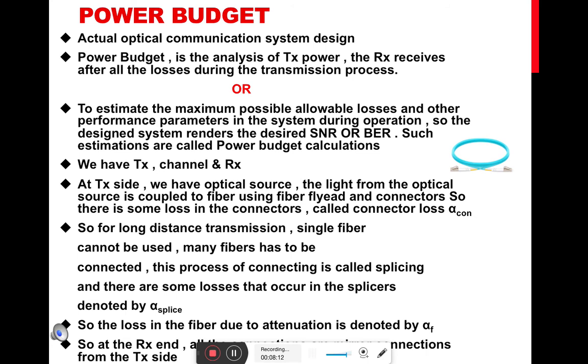As you can see here, the loss due to the connector is given by alpha CON, and the splicing loss is denoted by alpha splice. There is an inherent loss in the optical fiber because of the attenuation, which is given by alpha F. Now we'll see the equation of the power budget analysis in the coming slides.